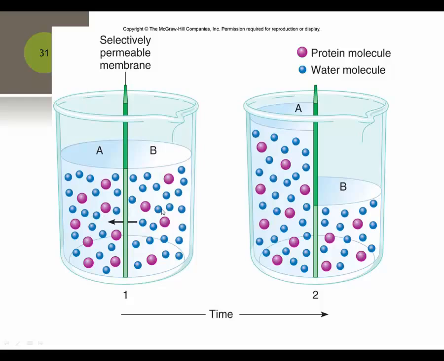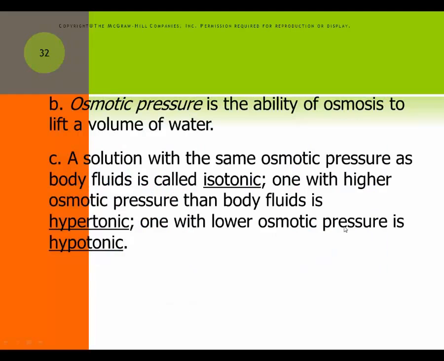In chemistry, there's a phrase, water follows salt. That is, water flows from a low salt concentration or solute concentration to a higher salt concentration or solute concentration. In this case, the flow of water actually reduces the level of the water in the beaker. Osmotic pressure is the ability of osmosis to lift a volume of water.